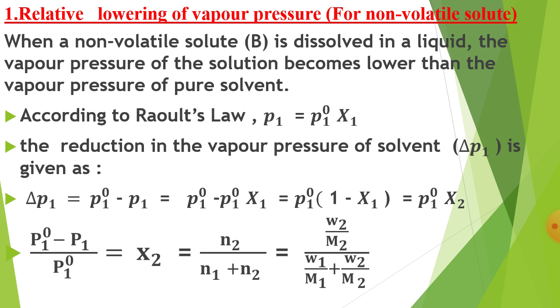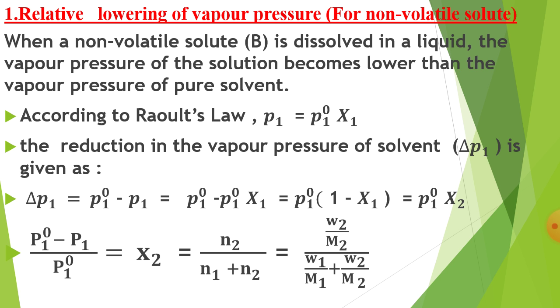Now according to Raoult's law, as I have told you, here only the solvent has vapor pressure; the solute has no vapor pressure because the solute is non-volatile. So here P1 equals P01 x1, that is, the partial pressure of the solvent is equal to the vapor pressure of the pure solvent multiplied by the mole fraction of that solvent.